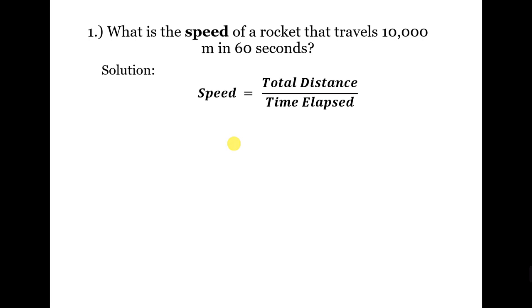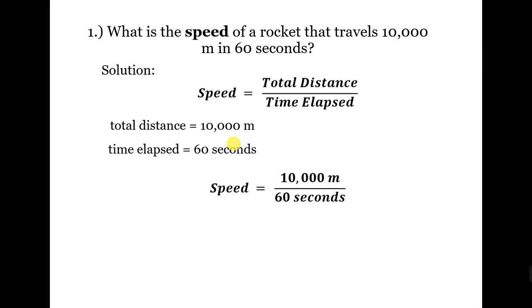Here in the problem, the total distance of a rocket is equal to 10,000 meters within 60 seconds. Therefore, the time elapsed is equal to 60 seconds. The values are all set and all we have to do is substitute them into the formula. We have speed is equal to 10,000 meters over 60 seconds. Then the result will be equal to 166.667 meters per second. Therefore, the speed of the rocket is equal to 166.667 meters per second.